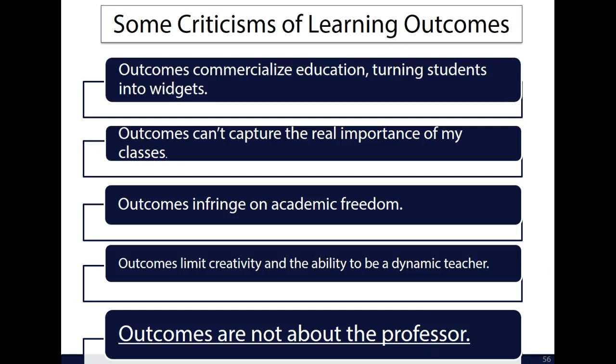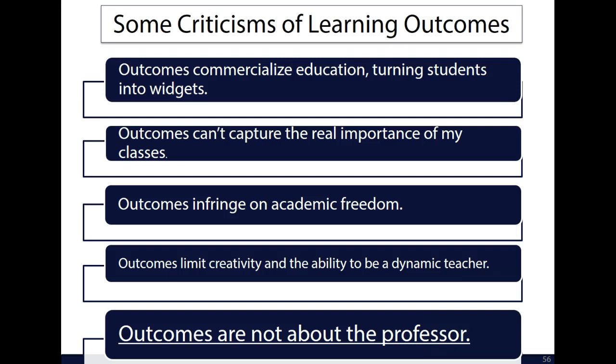Outcomes limit creativity and the ability to be a dynamic teacher. Again, I don't see it that way at all. However, I will say that if you teach at a school that has very rigid outcomes, maybe you want to push back on those. Outcomes should not be laundry lists of specific things, at least in my opinion. I only want you to articulate the outcomes that you care about.